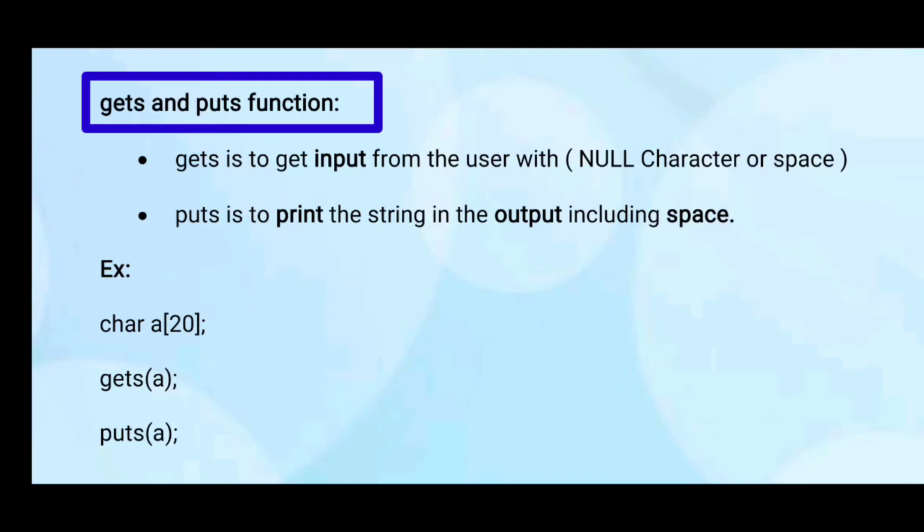In this example, gets(a) gets the input into the string named a, up to 19 characters including the space. In the next line, puts(a), whatever input is stored in the string a will be printed on the output screen. For example, if the user gives more than 19 characters including the space, this will create an error message.